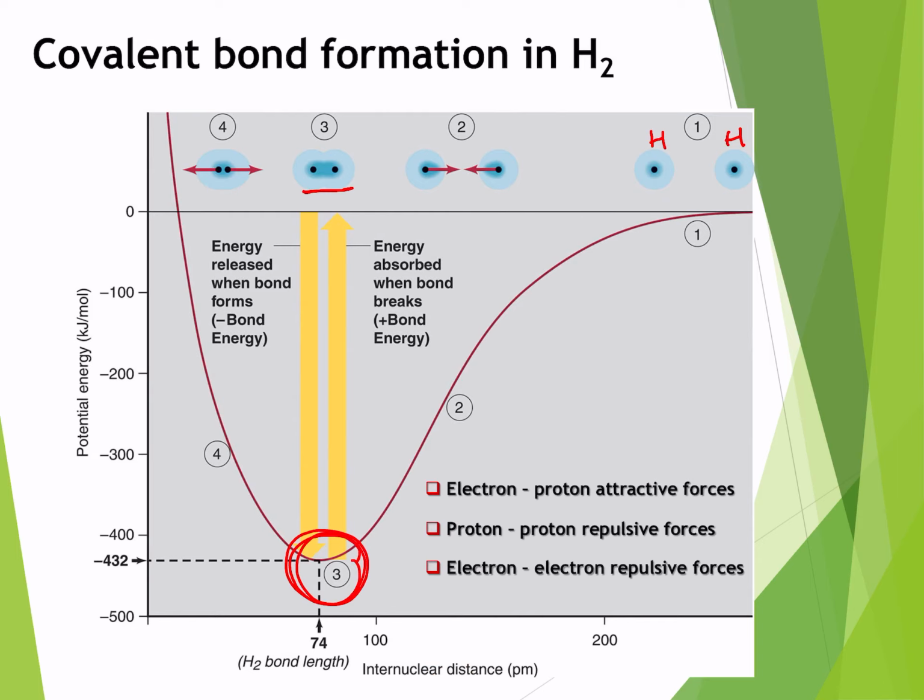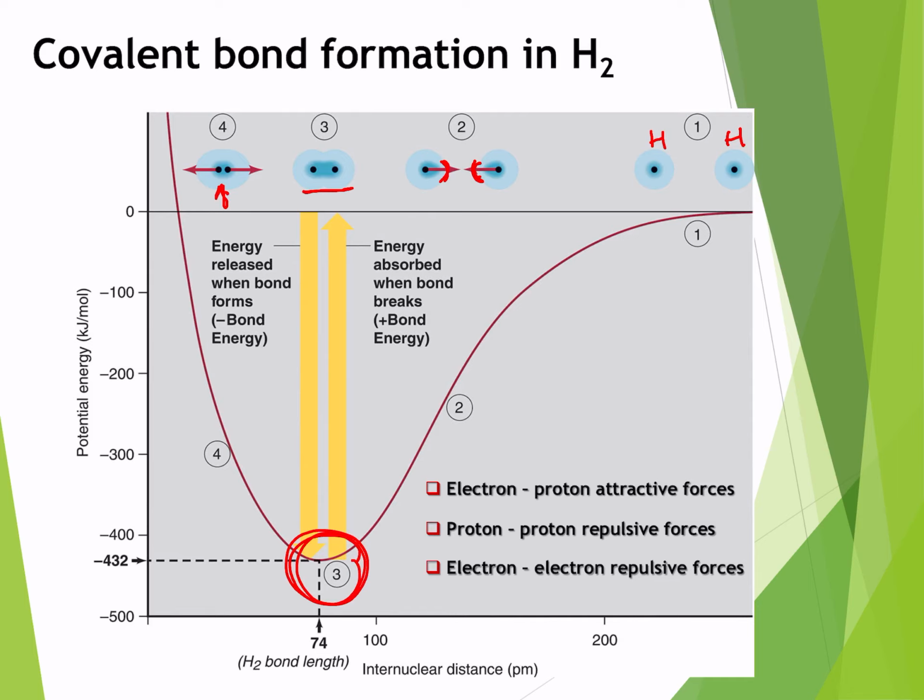Electron repulsive forces, right? So the valence electrons and the valence electrons here are repelling each other because they're negative. And then we have the proton repelling forces here because they're positive. So they can't get too close together. They can't be too far apart. They can't be too close together. They're trying to balance all of these different forces out.